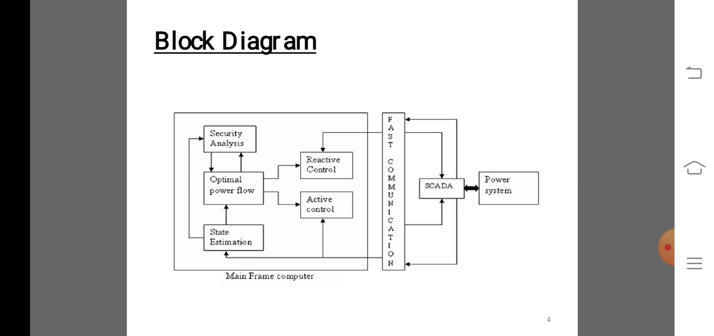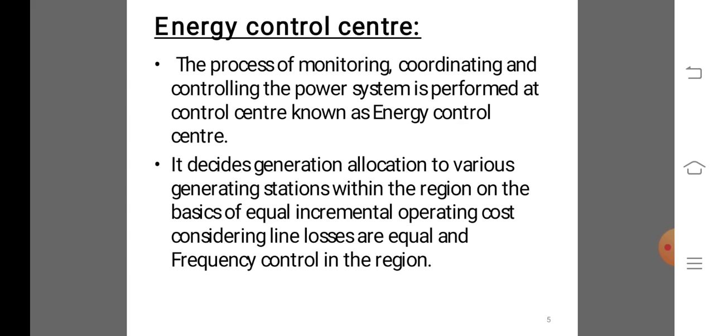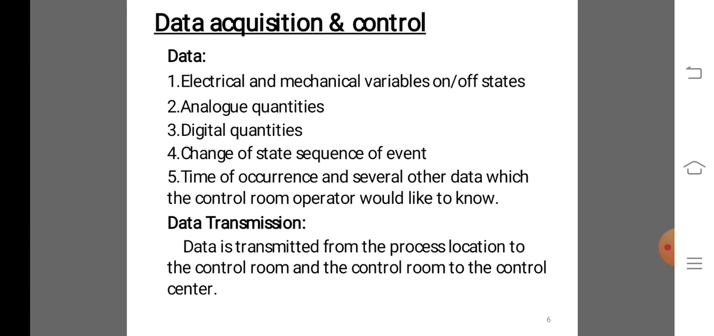Primary voltage control, that is, excitation control, transmission voltage control, SVC, shunt capacitor, transformer taps. This is the explanation of this block diagram. Come, let's go to the energy control center. This explanation also explained the previous slide.